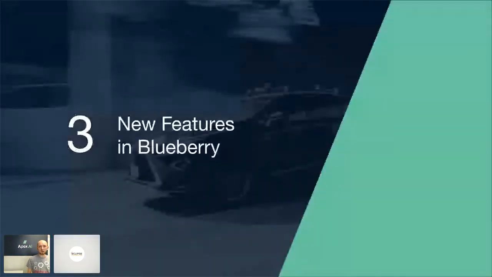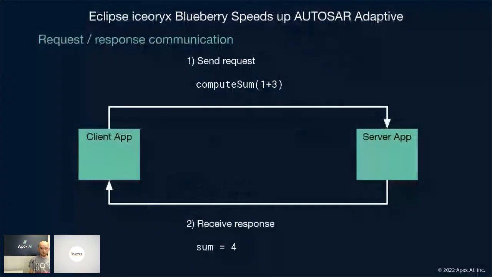Next up, let's talk a bit about the new features in the latest Blueberry release. The first feature that I want to talk about is the request-response communication feature. It's sometimes also referred to, in the literature or in other frameworks, as a remote procedure call, or RPC for short. So basically, we're calling a method in one application from another application.